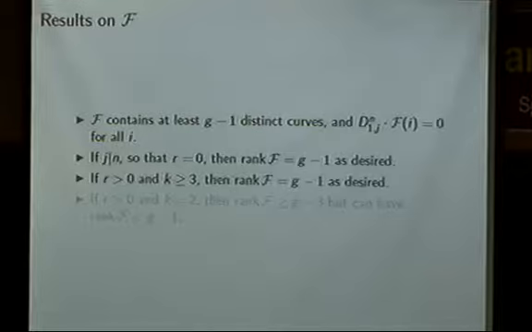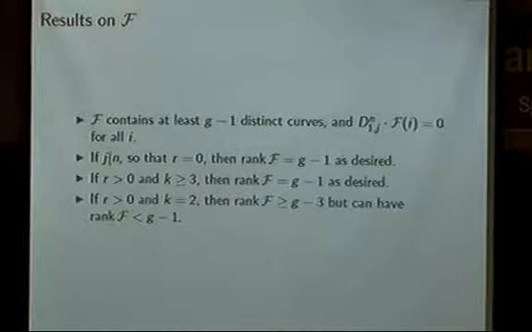Second case, if the remainder is positive and this number k is at least 3, then you can still show that the rank of f is G minus 1, and so the theorem works. But in the last case, if k equals 2, then it's easy to show that this family always has very high rank, but sometimes the rank can drop a little bit below what it needs to be.